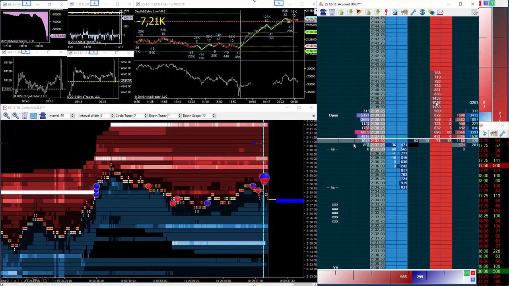what we can also see, just another thing, large offers above the high, we can see here and on the heat map. That's normal.